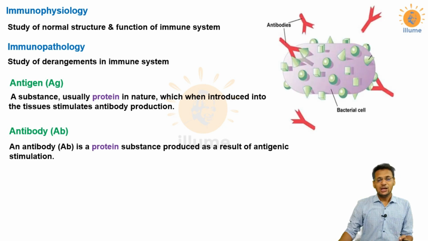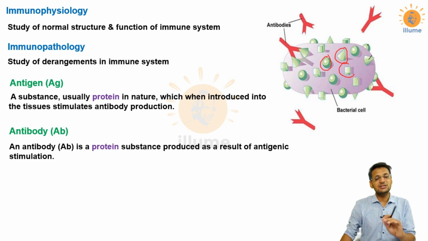Like in this case, you can see a bacterial cell here. Now this bacterial cell has multiple antigens over it with different shapes. See, a single bacterial cell can have different kinds of antigens present on its surface. I have encircled three different kinds of antigens present on a single bacterial cell, and against these antigens, specific antibodies are produced by the immune system.